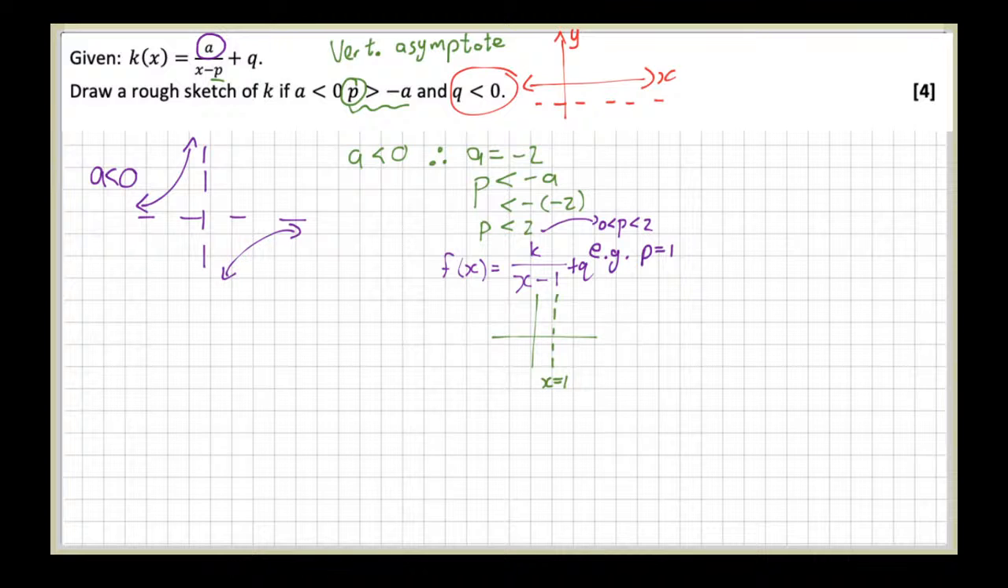So in other words, a possibility for my sketch is, if x is equal to some value, because q is smaller than 0, my graph could lie there or there. Let me just extend my y and my x. There is one possibility. Now for the examiner, you won't write x equal to 1. You just say x equal to p.